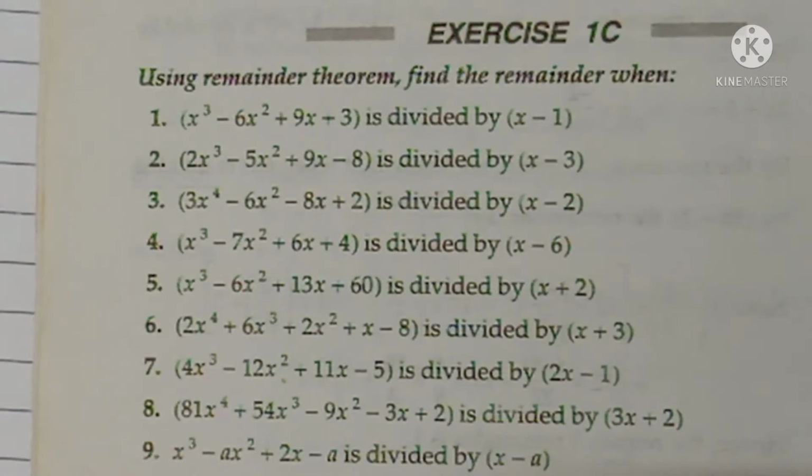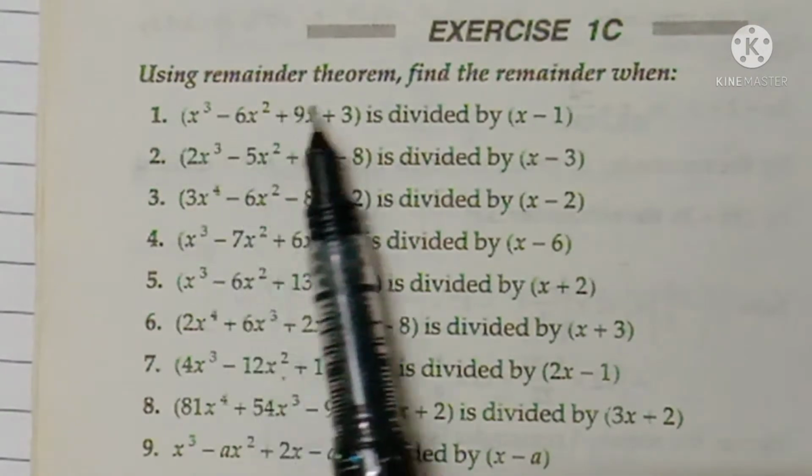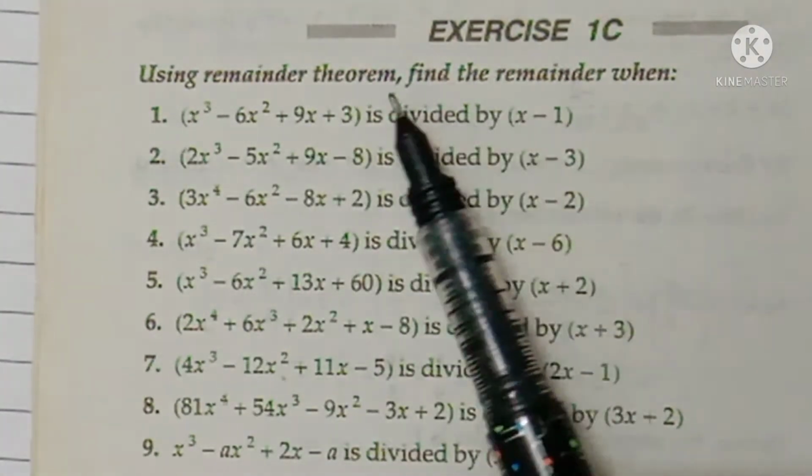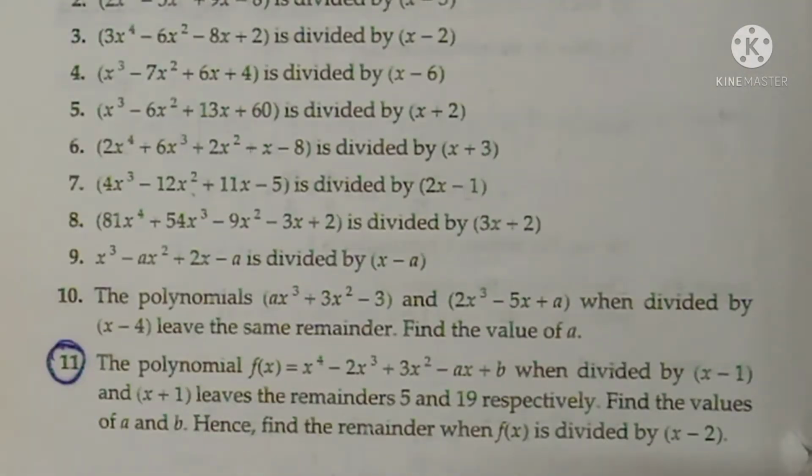Hello students, this is chapter 2, Polynomials, and we will do Exercise 2C, in which we will solve questions based on the remainder theorem. In this exercise there are 11 questions. These are all the questions up to 11. Now let's start the exercise.